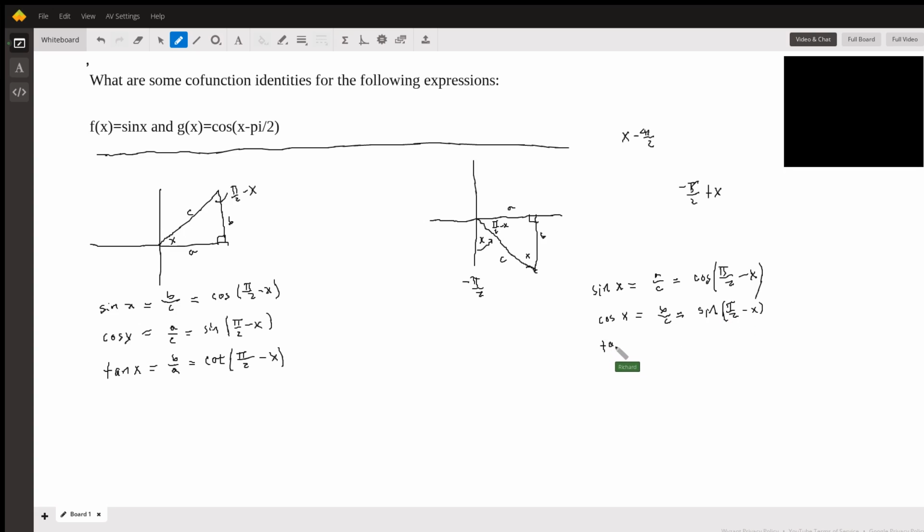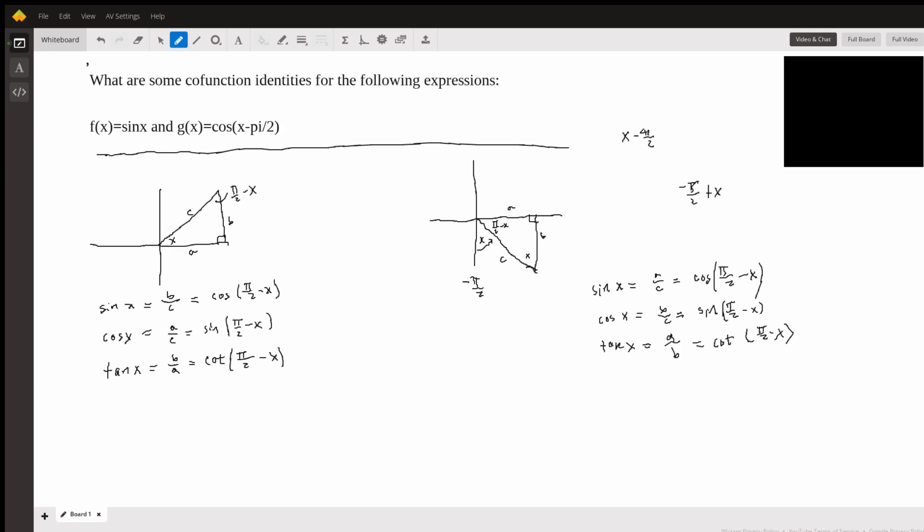And then the tangent of x is going to be a over b, which will be the cotangent of pi over 2 minus x, using the same logic that we used previously when we were in the first quadrant. So you can go on and on and on with these. Complementary angles have these special qualities.